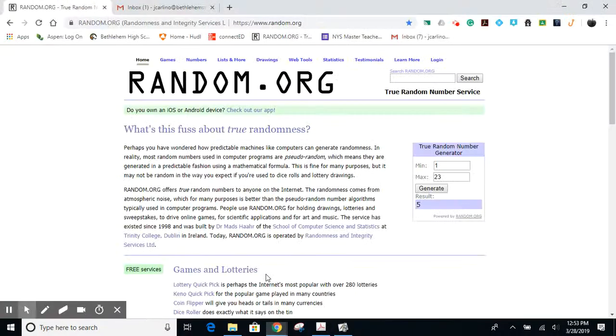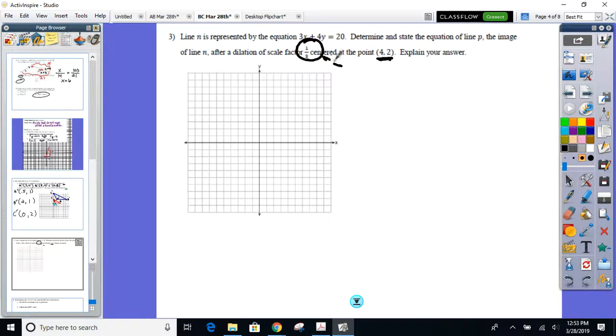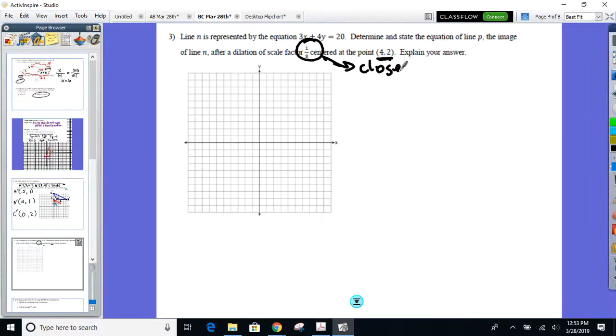Closer, because it's between 0 and 1. All right, so all points are going to get closer to 4,2. All right, so try to envision that now before we graph it. All points on 3x plus 4y equals 20 are going to move closer to 4,2.